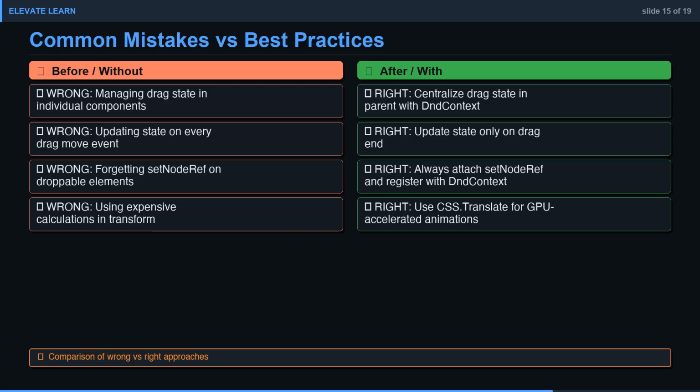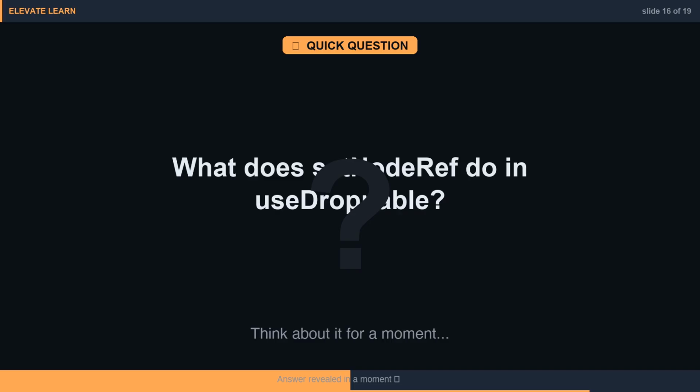Third, forgetting setNodeRef on droppable elements means the drop zone won't register with DndContext. Always attach it and ensure your ref is properly set. Fourth, avoid expensive calculations inside transform handlers. Use CSS.Translate from the utilities package, which uses GPU-accelerated transforms and maintains 60 frames per second. Following these practices will result in smooth, performant, and maintainable drag-and-drop experiences.